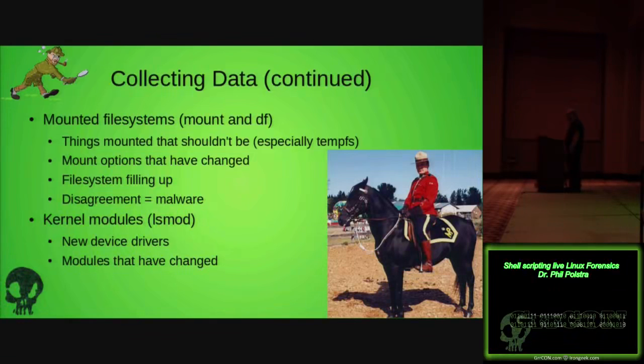Sometimes, depending on the file system, the mount options might matter. You might find that the mount options have been changed. Again, disagreements equals malware. Some other things that you might want to look at: you can create temporary file systems, and these are used a lot in some Linux systems. In fact, in some distros, by default, /tmp is actually a temp file system. So when you reboot, it goes away.